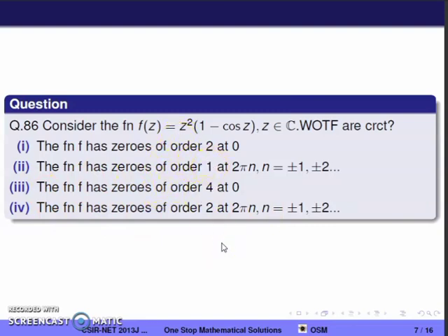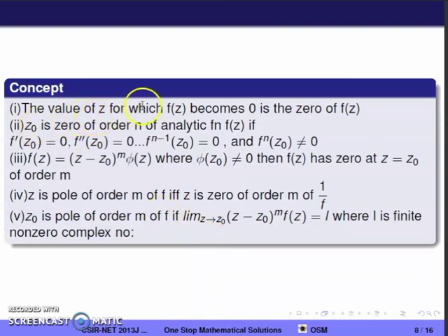So first of all, we look into the concept. The value of z for which f of z becomes 0 is called the 0 of f. And the second concept is telling about how to find the order of 0. So z0 is 0 of order n of analytic function f of z if f dash of z0 is equal to 0, f double dash of z0 is equal to 0, etc., up to f(n minus 1) of z0 equal to 0, but f(n) of z0 should be non-zero. And if f of z can be written as z minus z0 whole power m phi of z, where phi of z0 is non-zero, then f of z has 0 at z0 of order m.